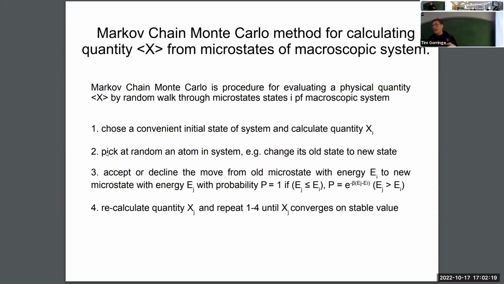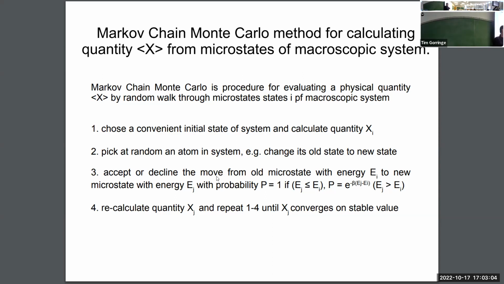So we change its state, and we changed the old microstate into a new microstate. We can recalculate the energy for the new microstate, and then we'll accept or decline that new microstate based on the rule in step 3. This looks like the most complicated step. What it's saying is that we're going to accept or decline that change from the old microstate to the new microstate based on a couple of rules.